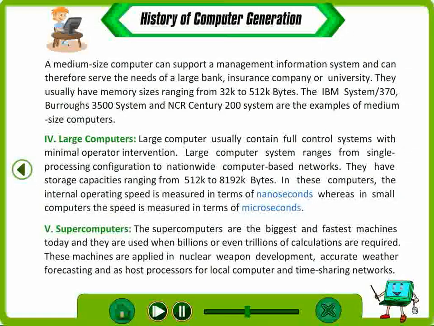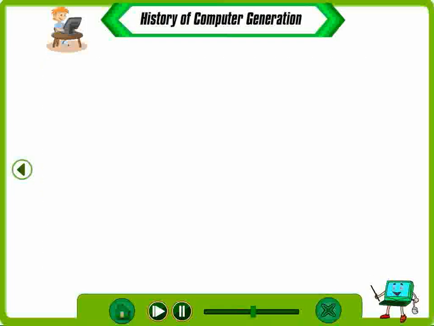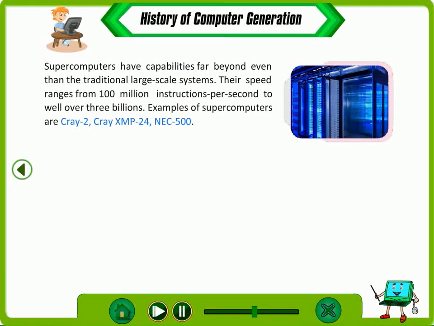Supercomputers. The supercomputers are the biggest and the fastest machines today, and they are used when billions or even trillions of calculations are required. These machines are applied in nuclear weapon development, accurate weather forecasting, and as host processors for local computer and time-sharing networks. Supercomputers have capabilities far beyond even the traditional large-scale systems. Their speed ranges from 100 million instructions per second to well over 3 billion. Examples of supercomputers are Cray 2, Cray XMP24, NEC 500.